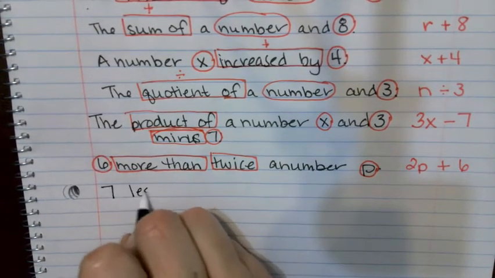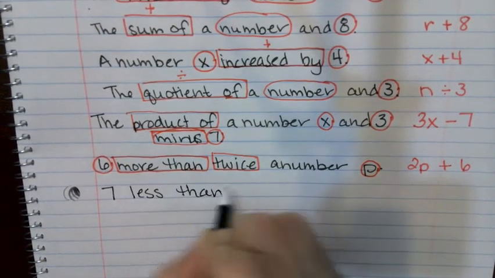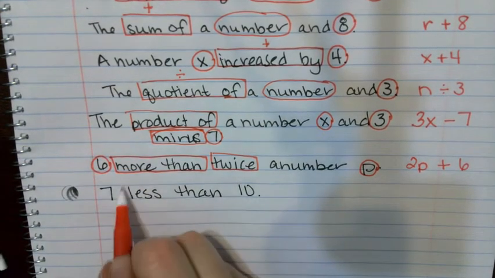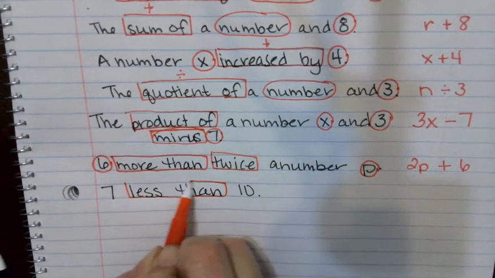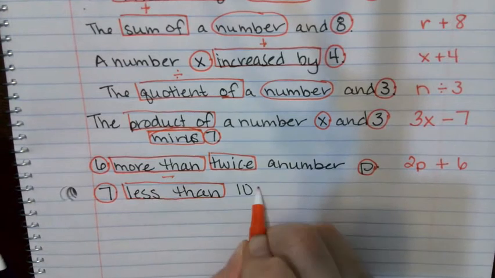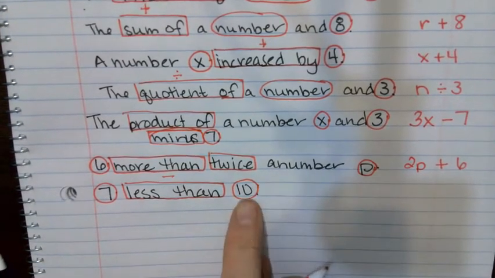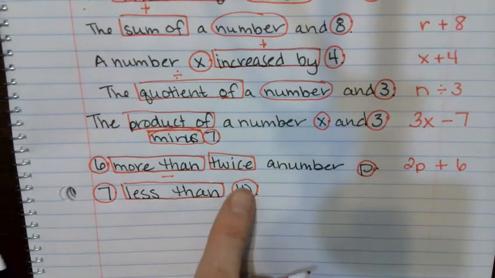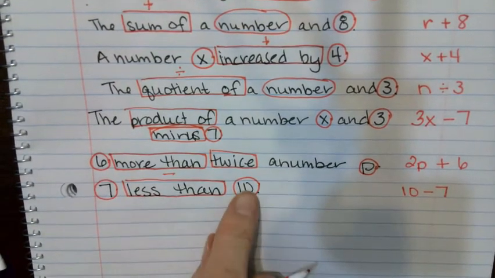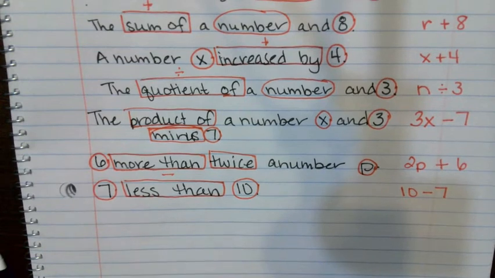7 less than 10. If I have less than 10, I'm subtracting. But I want 7 less than 10, which means less than starts with 10. So I'm actually going to do 10 minus 7, not 7 minus 10. So in this case, we have to write it backwards.